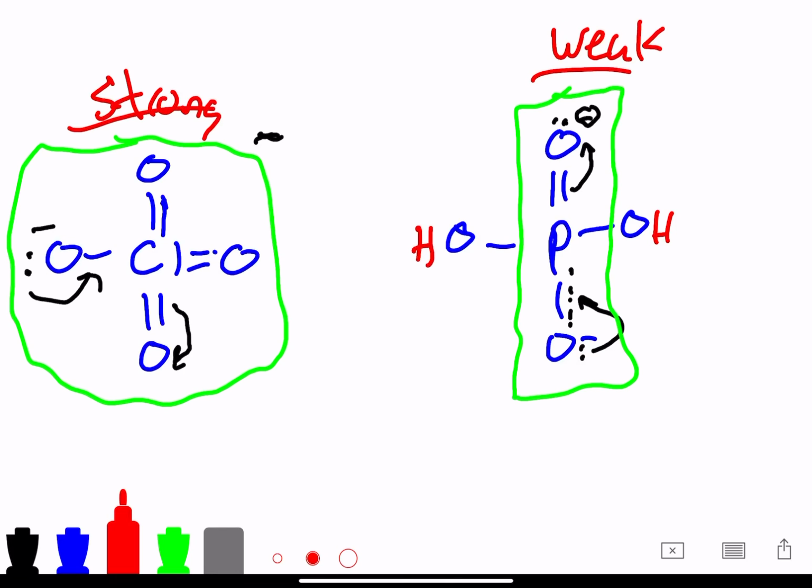Now, weak acid does not mean benign. Phosphoric acid is very corrosive. You would not want to get it on you. But it is weak in the sense that it does not give off the hydrogens very, very easily.